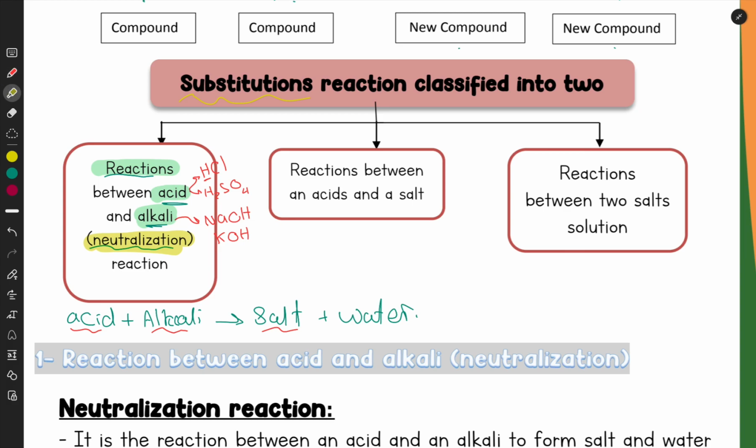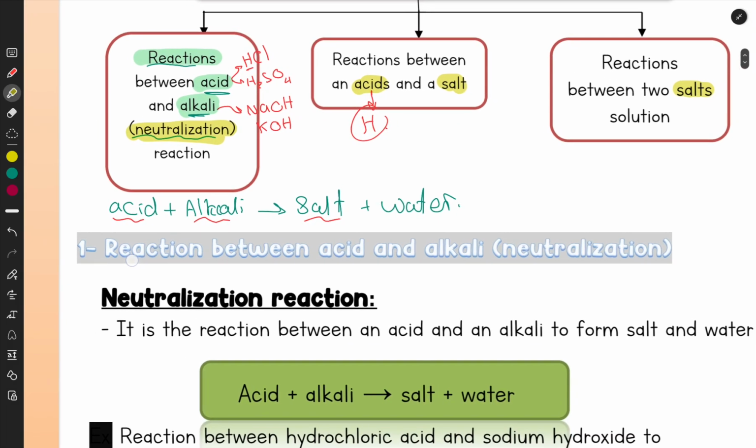The second type is the reaction between acids and salts. The acid and the salt. We will discuss the meaning of salt, but now we know the meaning of acid: anything that starts with H. Number three, the reaction between a salt and another salt, so the reaction between two salt solutions. Let's start one by one, type by type.